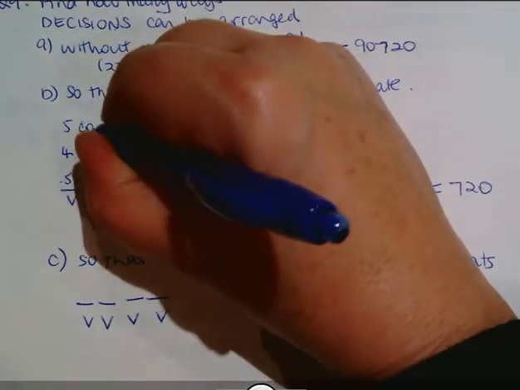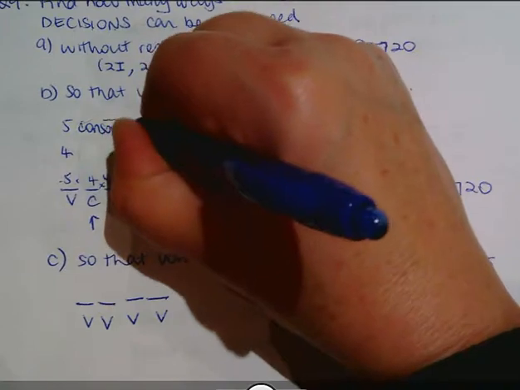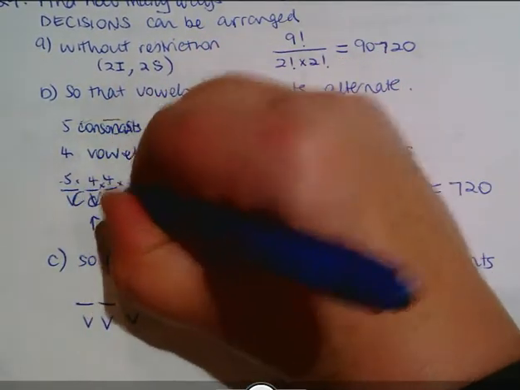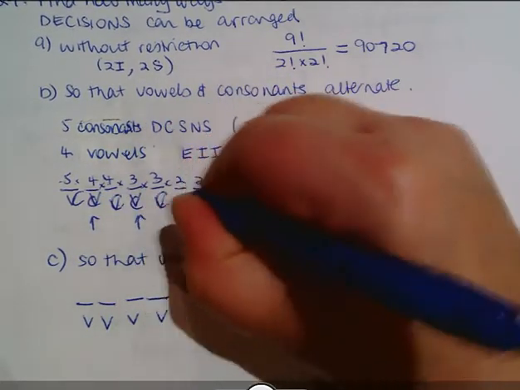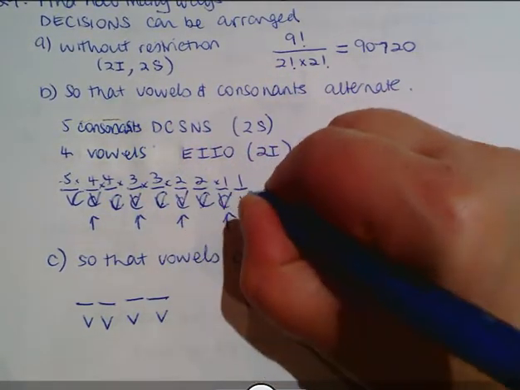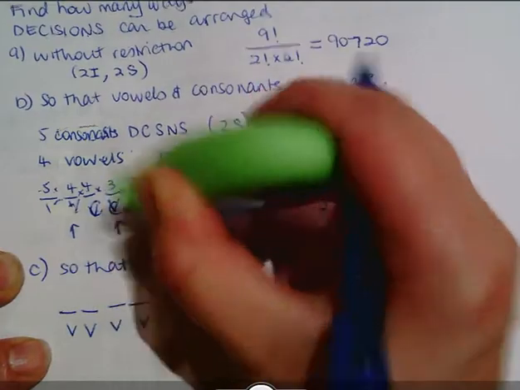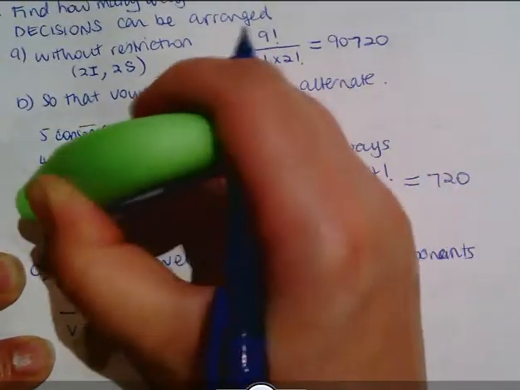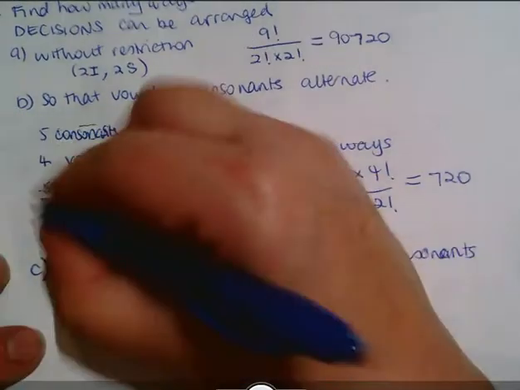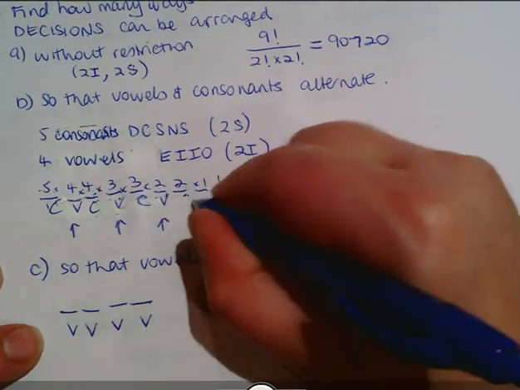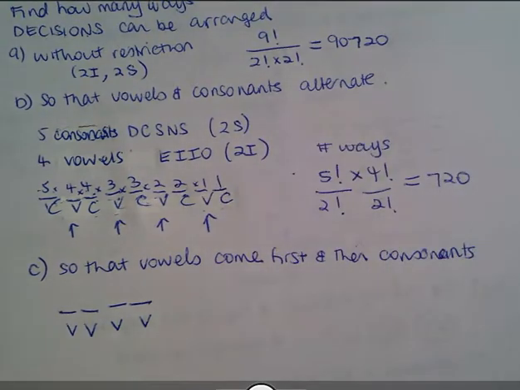5 consonants, 4 vowels. So that should be C, V, C, V, C, V, C, V, C. You'll still get the same answer. Okay, so it's not going to matter, sorry. So I've got C, then V, then C, then V, then C, then V, then C, then V, then C. So it's not going to matter.